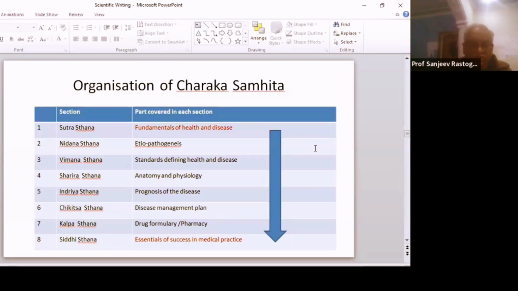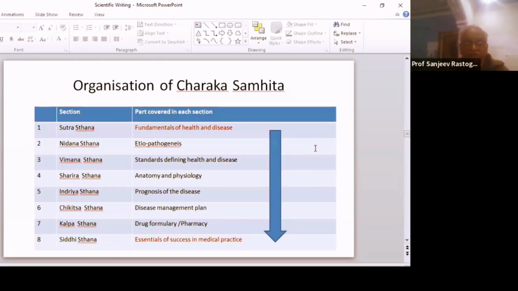Then they talk about prognosis of the disease, which is Indriya Sthan. Then the disease management plan, which comes in the Chikitsa Sthan. Then drug formulary or pharmacy, which lies in Kalpa Sthan. And finally, they talk about essentials of success in medical practice, which lies in the Siddhi Sthan. So beginning from the fundamentals of health and disease, they end up at the essentials of success in medical practice.